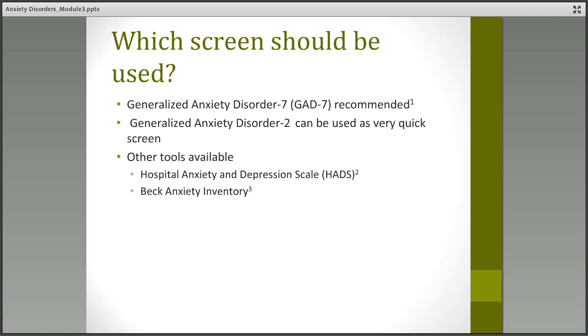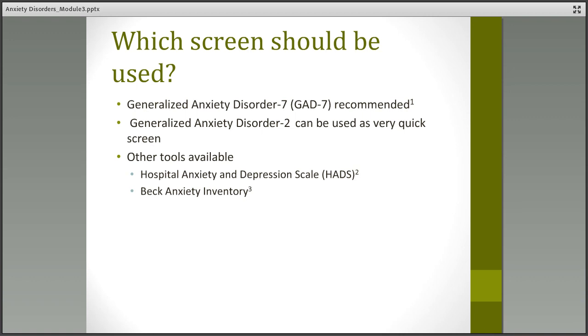There are additional tools available, including the Hospital Anxiety and Depression Scale and the Beck Anxiety Inventory. These 2 screens are also excellent tools, but are more time-consuming to administer. The Beck Anxiety Inventory is comprised of 21 symptoms that the patient is asked to score in terms of severity, and the Hospital Anxiety and Depression Scale is a 15-question test.